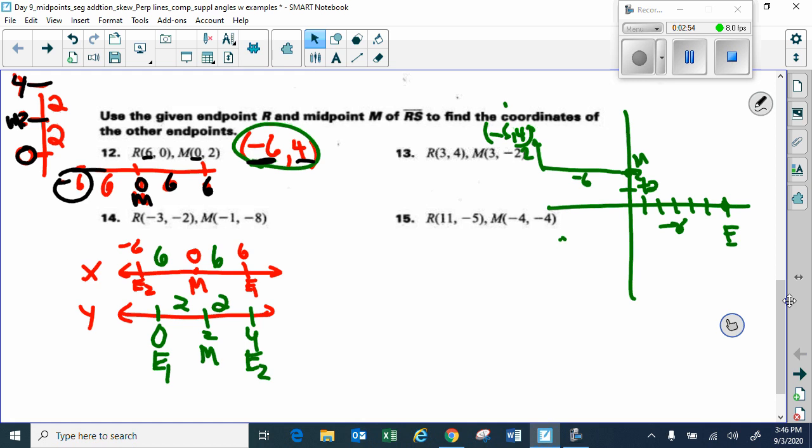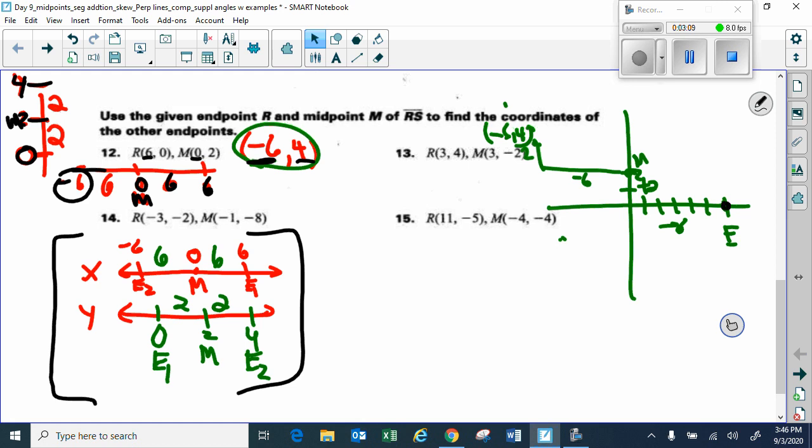Now another way you could do it, I did a horizontal and vertical. You could do both on horizontals, as I see here. So this, shown it 3 different ways. So this is just doing both on horizontal. And then over here, last way would be to plot the points and use your slope.